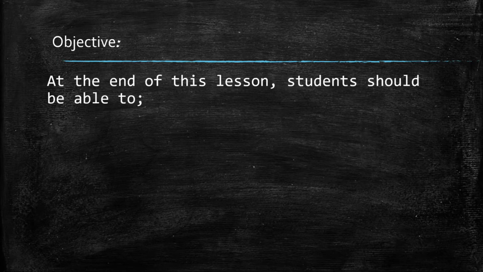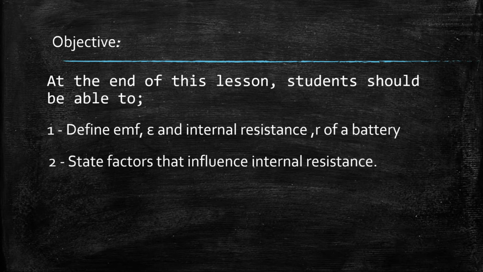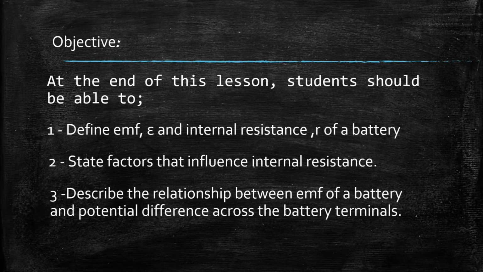At the end of this lesson, students should be able to define EMF and internal resistance R of a battery, state factors that influence internal resistance, and describe the relationship between EMF of a battery and potential difference across the battery terminals.